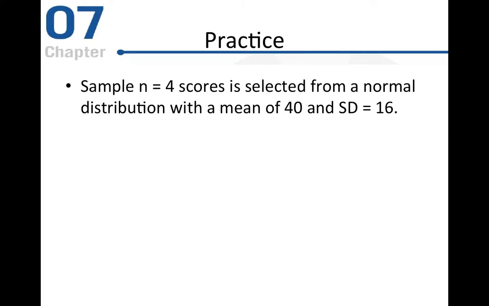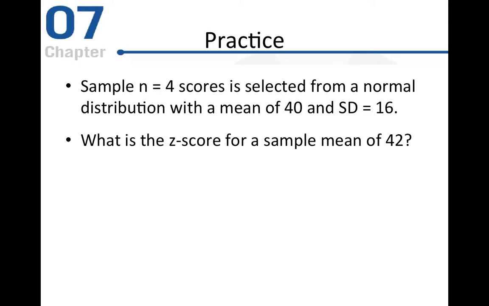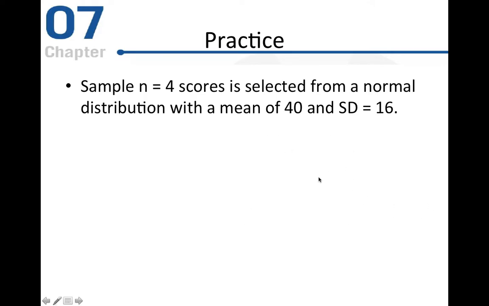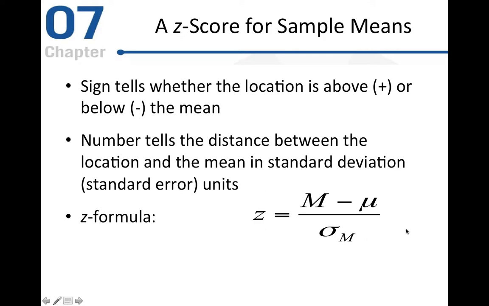So I want you to take a second and practice these. I'm not going to go over them. I'm just going to kind of show you what they are. So if you have a sample of n equals 4 scores, selected from a normal distribution with a mean of 40 and standard deviation of 16, what is the z-score for a sample mean of 42? For a sample mean of 42, that tells us we have to use this formula right here.